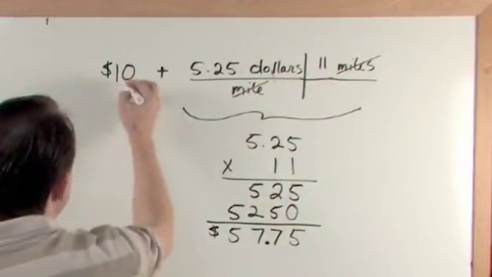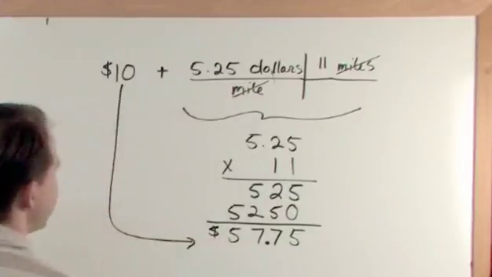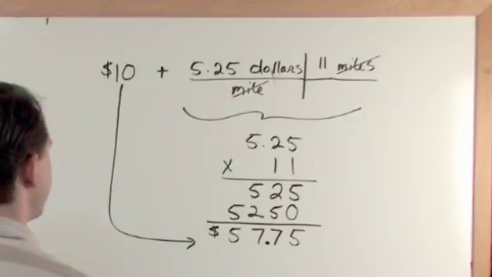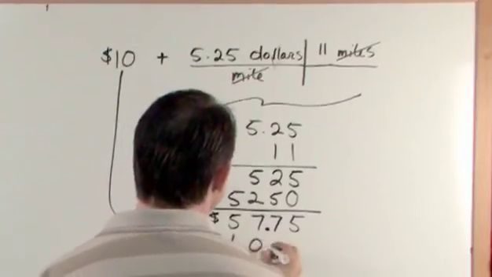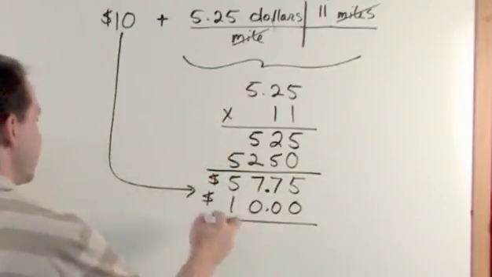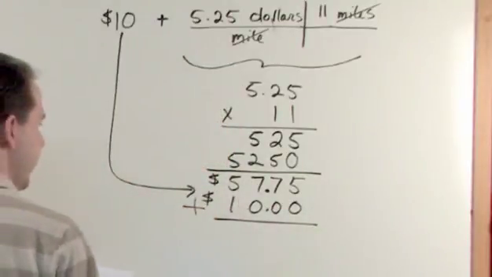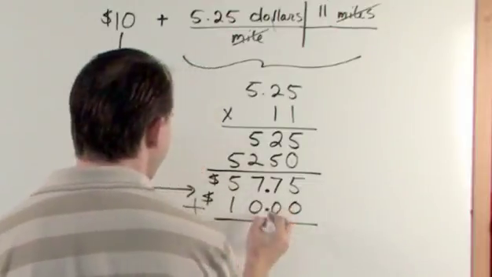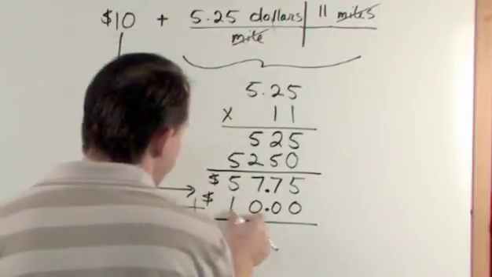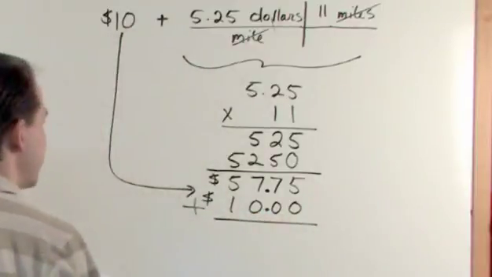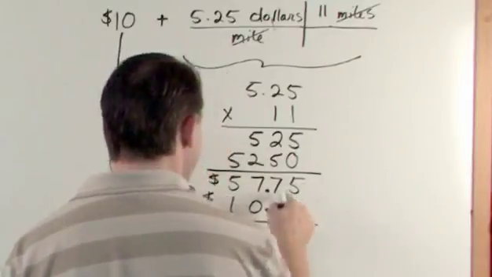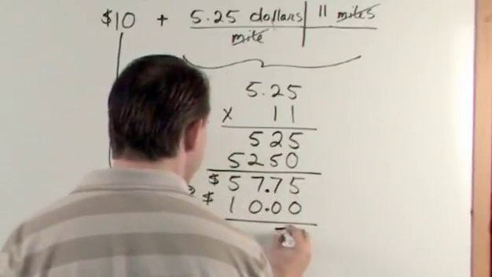But we have to add $10 to it to get the final answer because remember, he earns $10 plus so much dollars per mile. So we're going to add $10 to it, and I'm going to write it like this. Because remember, when you add decimals together, you have to line up the decimals, top and bottom. That's what you do for addition, okay? $10 is the same as 10.00, so I'm going to write it like this so that I can do this addition. 5 plus 0 gives me 5. 7 plus 0 gives me 7.